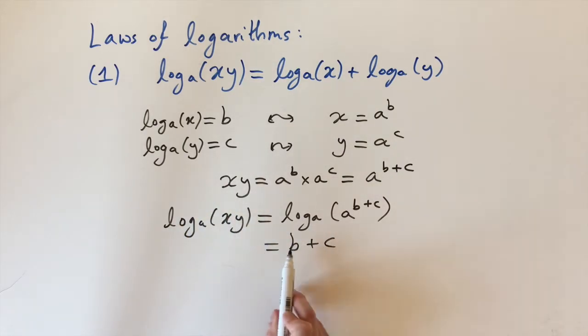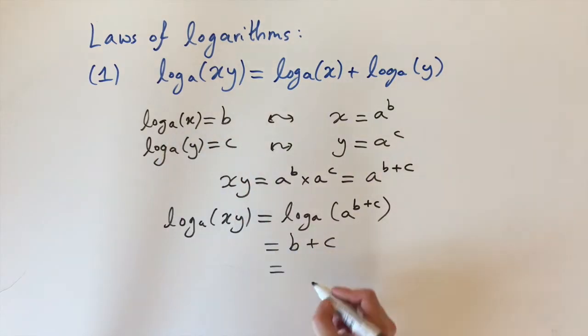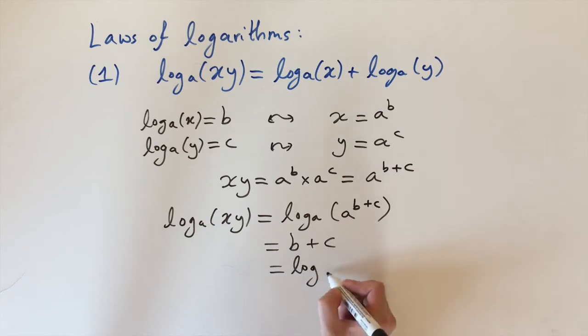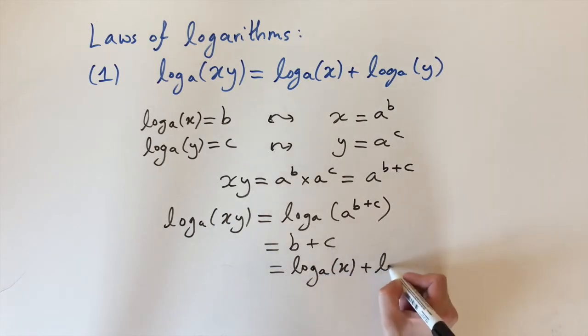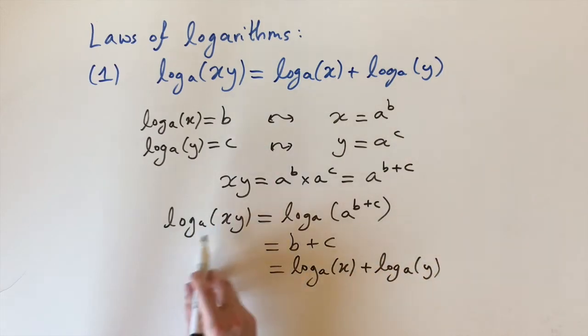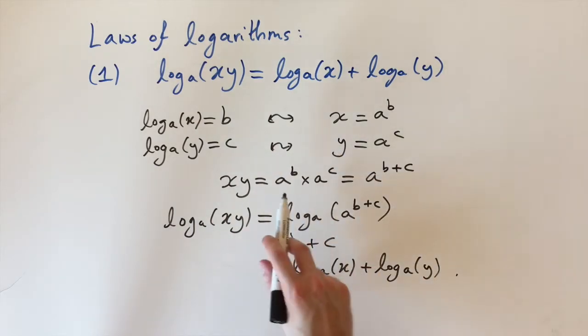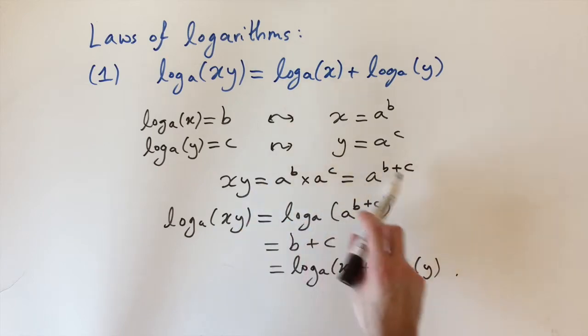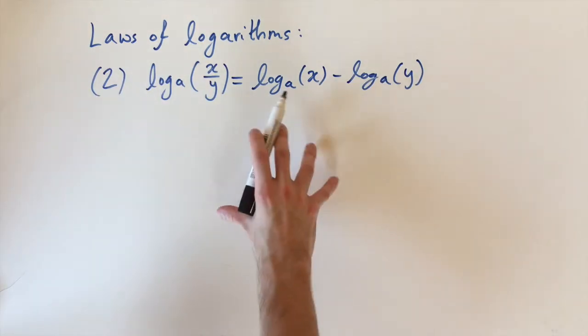But remember how we defined b and c? It's exactly this stuff. So if we just plug these back in, we get that log base a of x plus log base a of y, this is the right-hand side, equals log base a of x times y. So this is how we've shown this law is true. The main result is from the law of indices, so it's kind of just a deduction. So now we're going to look at the second law, the law of division. So for this law, we're essentially going to take the same approach.